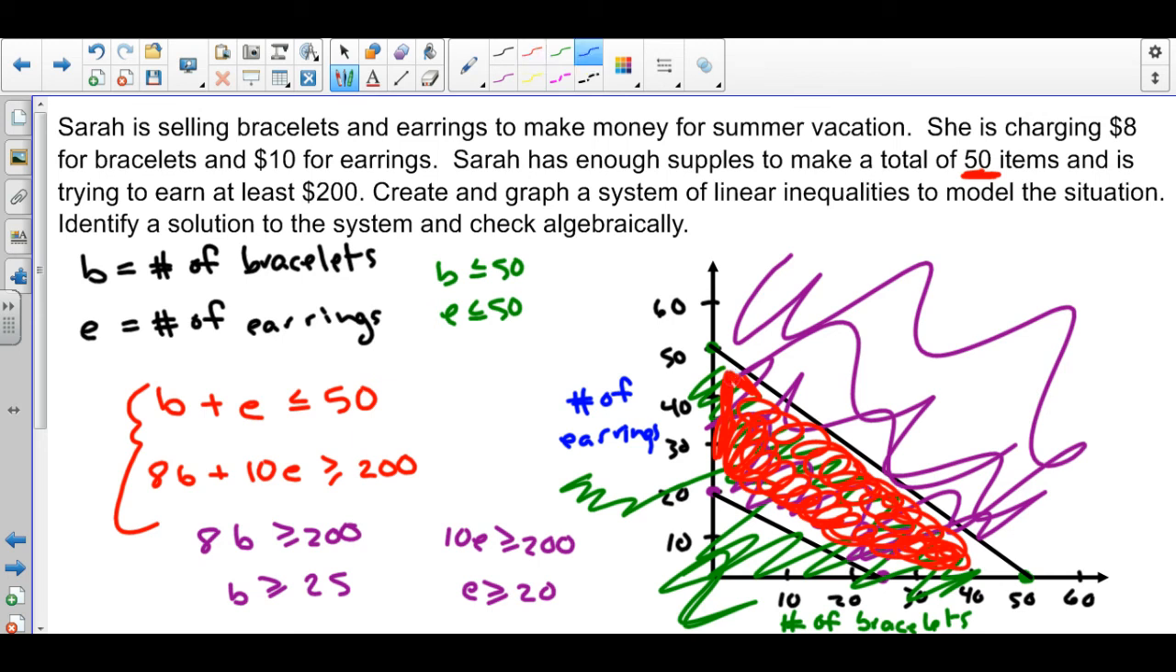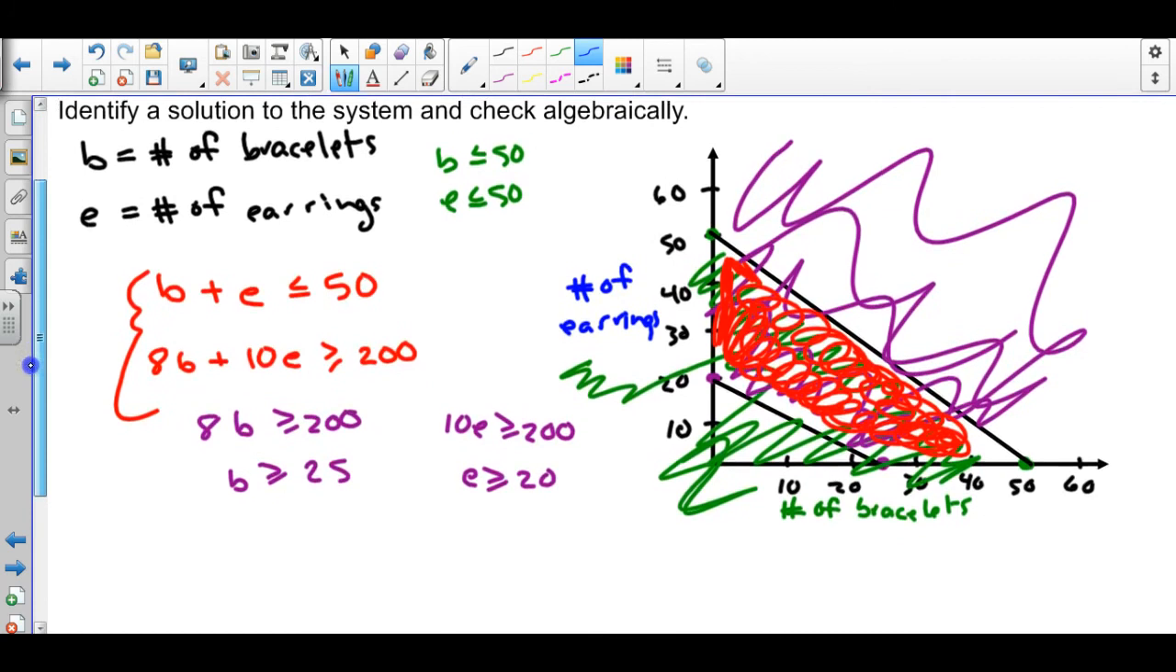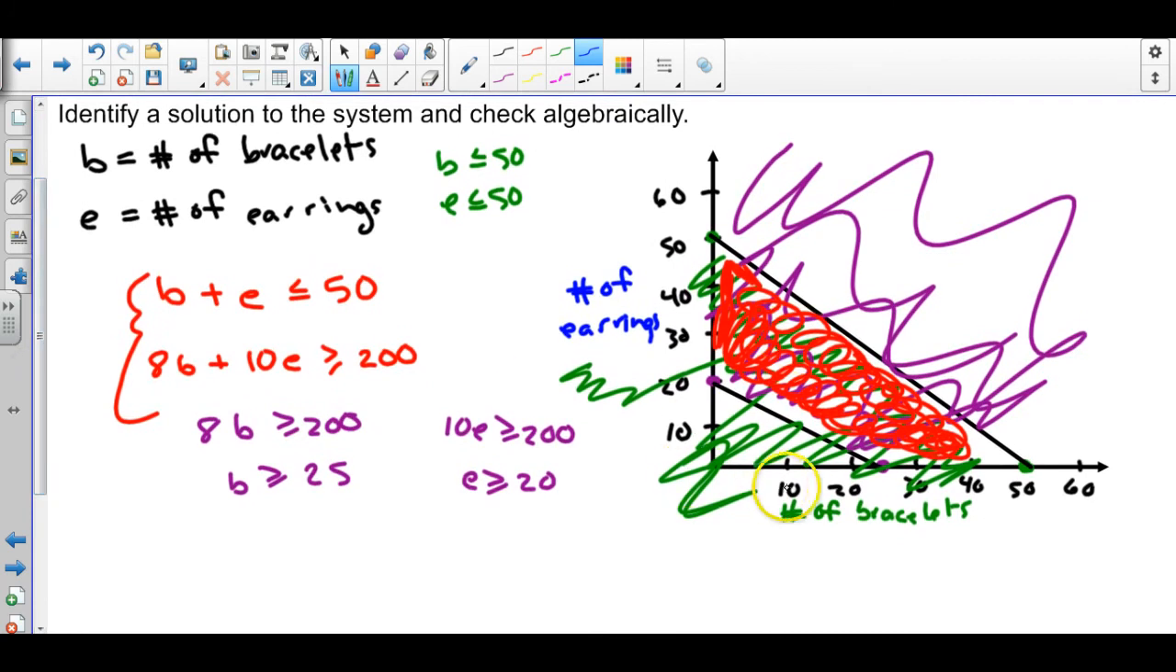Okay, so the last step here in our problem, I'm going to scroll this down, is to pick a solution, and then we're going to check it algebraically. So let's assume she makes 10 bracelets and 30 pairs of earrings. Let's see if the point (10, 30) works. I'm going to try both of these, substituting 10 in for B and 30 in for E. In my first inequality, I have 10 plus 30 is less than or equal to 50. Since 40 is less than or equal to 50, it satisfies the first inequality.